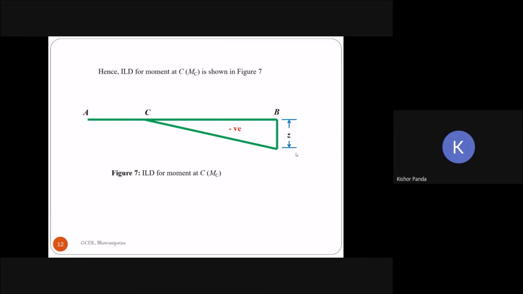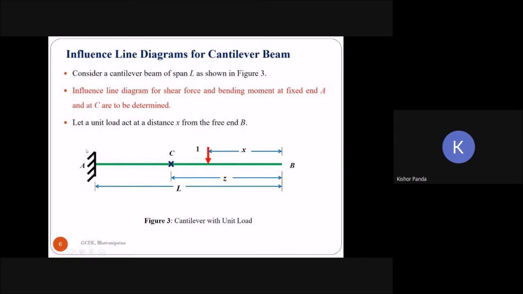Now you are clear how to draw the influence line diagram for shear force at A and bending moment at A, and how to draw the influence line diagram for shear force at C and bending moment at C.